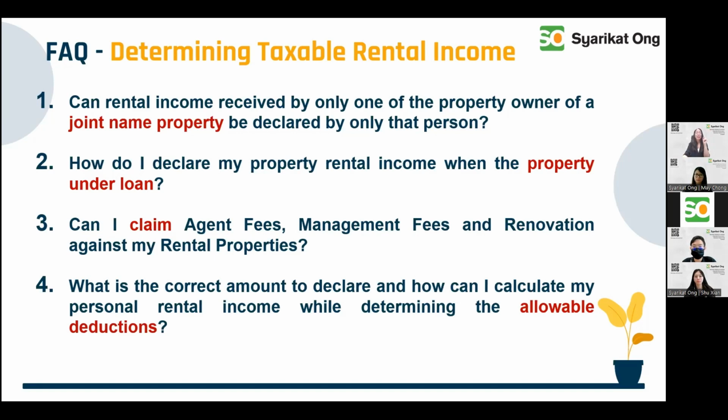Now, ladies and gentlemen, because it is a joint property, I believe the loan is also joint. Okay, everything is joint. So when it comes to expenditure relating to the joint name property, the claiming can only be done 50%. Hence the rental income is declared by that single person 100%, but the expenditure is only 50%.